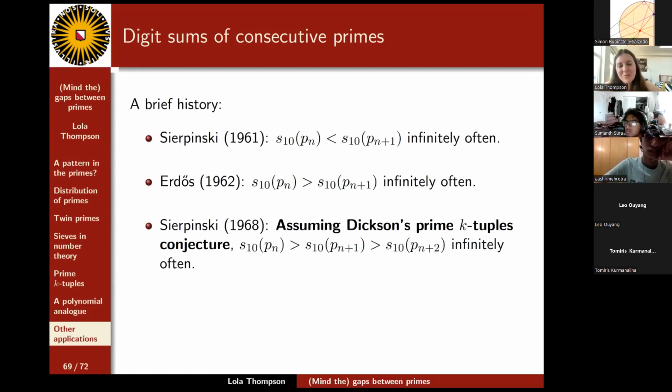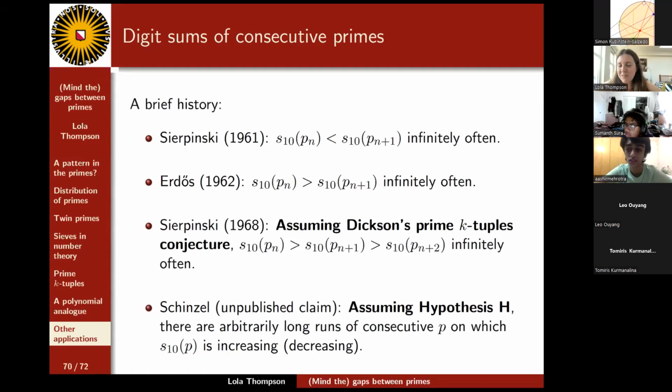And then Sierpinski in 1968 decided to one-up Erdős and show that if we assume another unsolved conjecture, because number theorists love to do this, where we assume unsolved conjectures to prove other things. If we assume an unsolved conjecture called Dixon's prime K-tuples conjecture, then we can get triples of digit sums that decrease infinitely often. And then another Polish mathematician, Schinzel, in an unpublished claim said, if you assume hypothesis H, which is another unsolved conjecture, then we can get arbitrarily long runs of consecutive primes P where the digit sum base 10 is increasing, or you can get arbitrarily long runs where it's decreasing. So this was what people had been able to show before us.